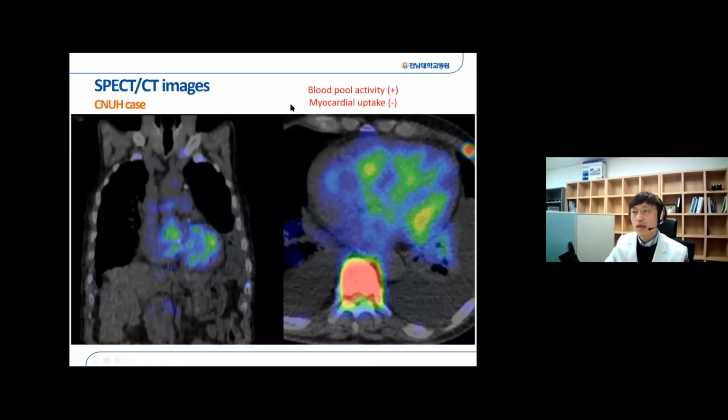We performed SPECT-CT images, and we could clearly prove that this activity came from the ventricular or atrial blood pool, not from the myocardium itself. So there was no myocardial uptake, and this was definitely not cardiac amyloidosis. So the clinicians could exclude the diagnosis of amyloidosis, and some more clinical workup went on to find the final diagnosis.